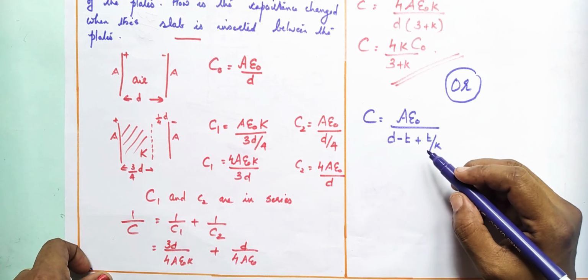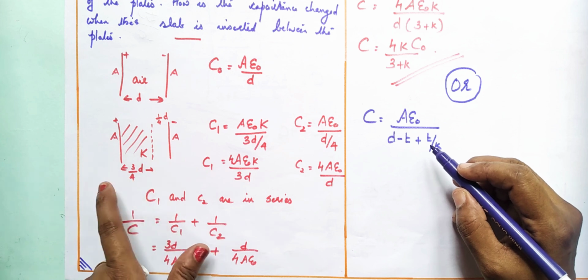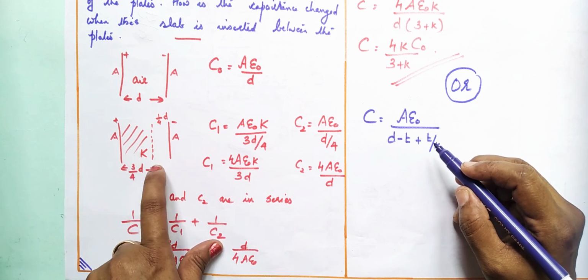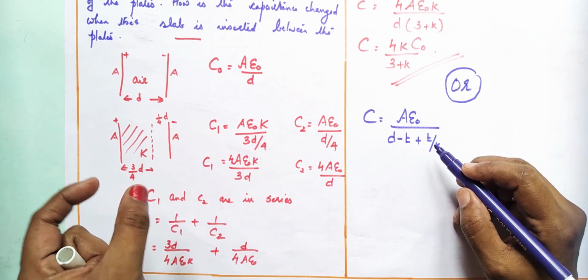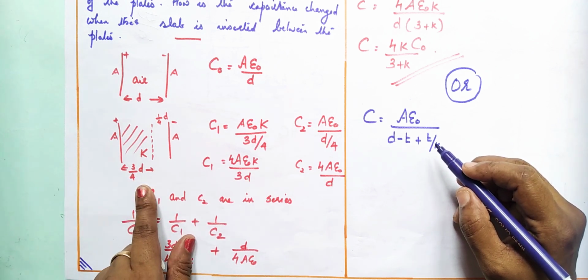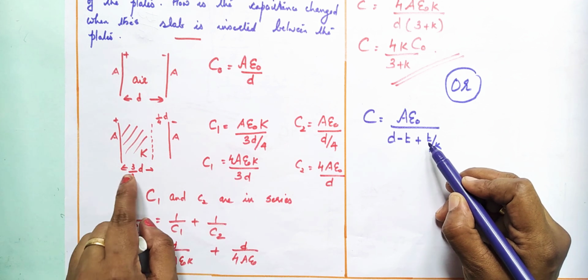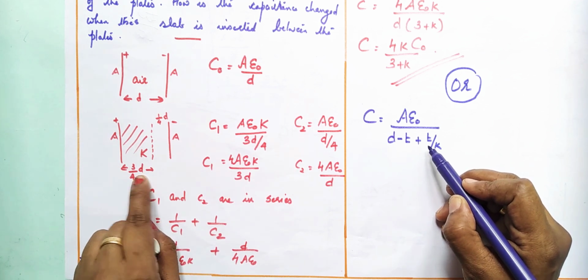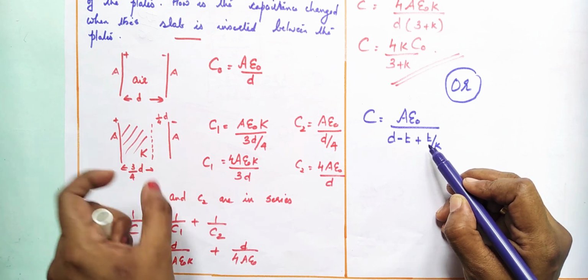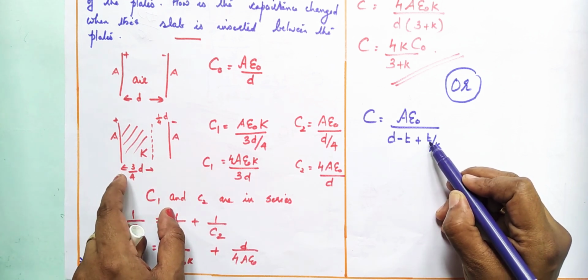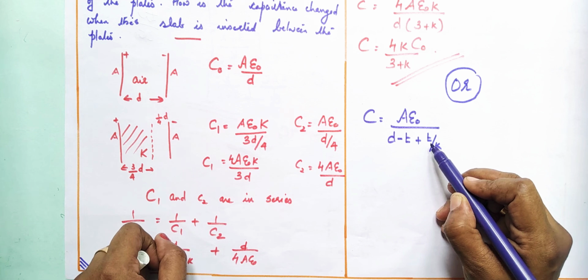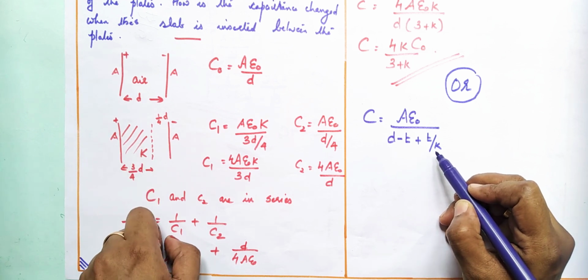Learn the formula by heart. If in a capacitor the separation is not fully filled with dielectric, if partially filled, say 3 by 4 or any value, T represents the thickness. So here what is T? 3 by 4 D. The dielectric material is filled only up to a thickness of 3 by 4 D. So here T represents 3 by 4 D. Then K is the dielectric constant of the material.